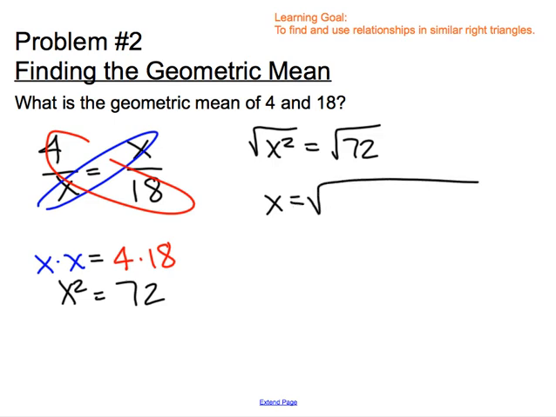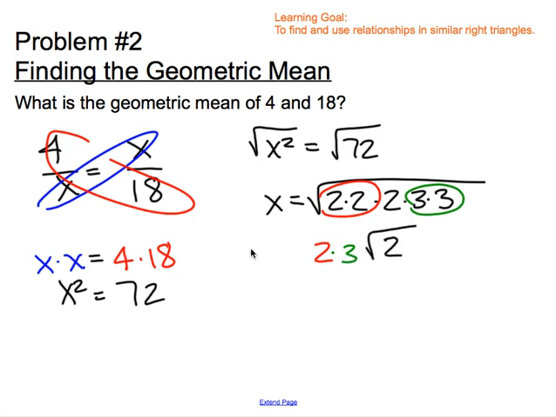We have the square root of 72, which we know is 4 times 18. So 4 can be written as 2 times 2, and 18 can be written as 2 times 9, which is 3 times 3. So simplifying square roots, we get to take the pairs out, so we have one pair of 2's. We have one pair of 3's. And the square root of 2 gets to stay inside. So in this case we have x equals 2 times 3 times the square root of 2, or x equals 6 times the square root of 2. So 6 times the square root of 2 is the geometric mean of 4 and 18.